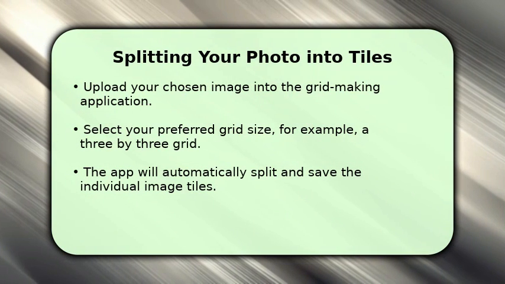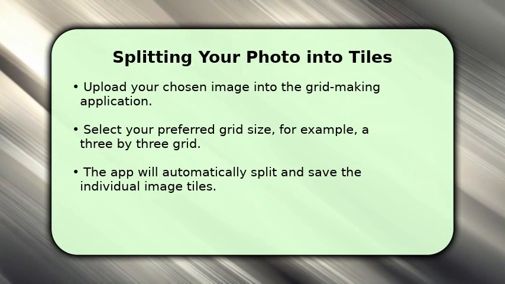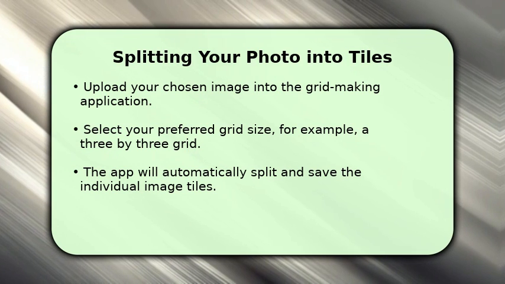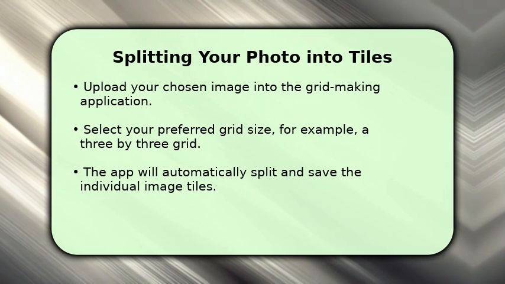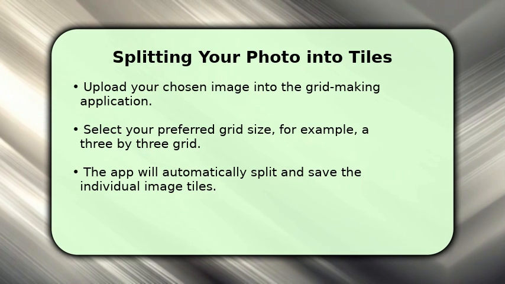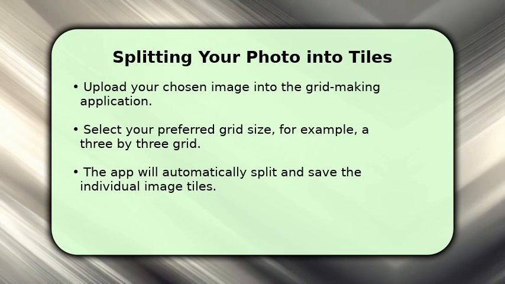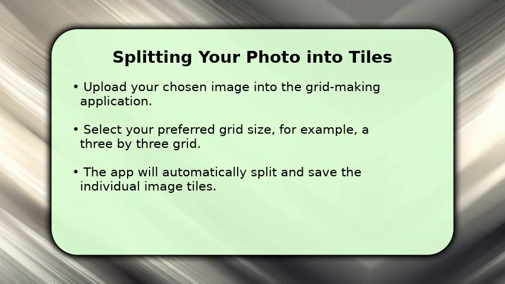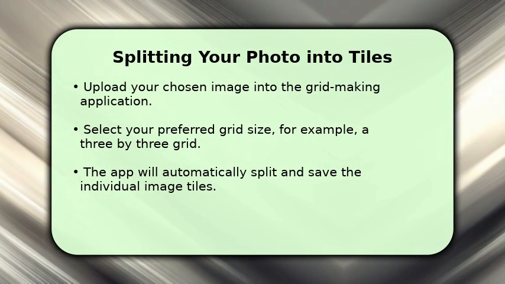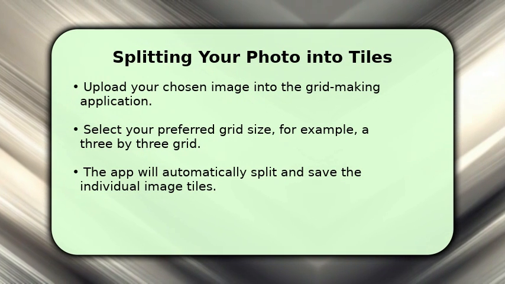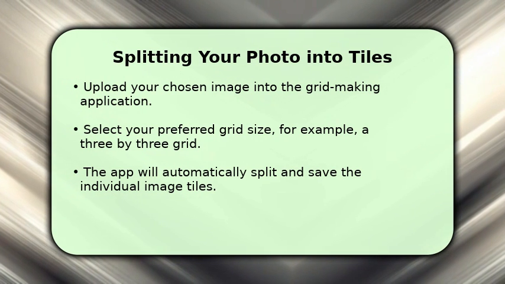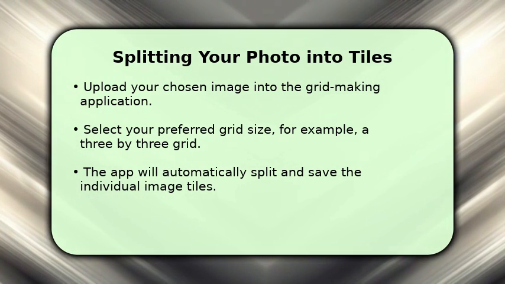Once you have your chosen app, upload your desired image into it. You will then select your preferred grid size. For example, a 3x3 grid will divide your photo into 9 equal squares. The app automatically splits your picture into these individual tiles. After the split, save all the newly created image segments to your phone's photo gallery, ensuring they are in the correct order for easy posting.